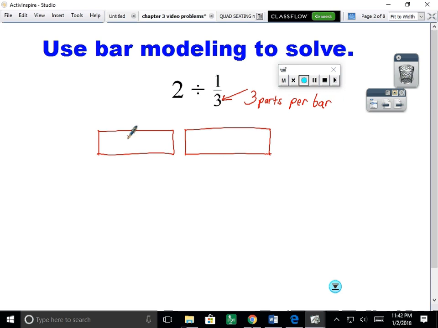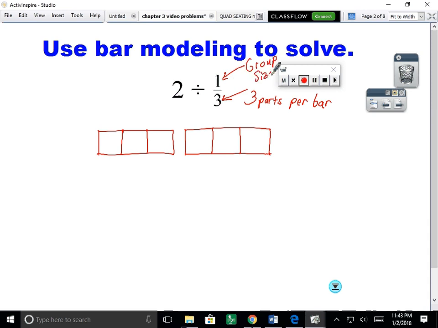So taking our first bar, I have to show thirds. So 2 lines will do that. I have 1, 2, 3 parts. And this next bar needs to be split into thirds also. So I again have 1, 2, 3 parts, 3 thirds. This looks pretty good. Remember that numerator? What's it telling us to do? Oh, that's right. It's my group size.